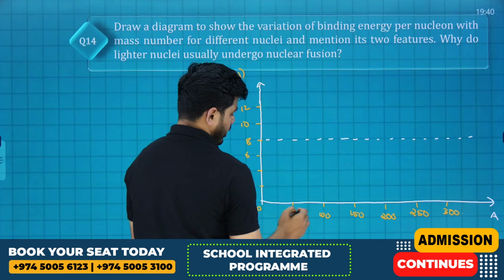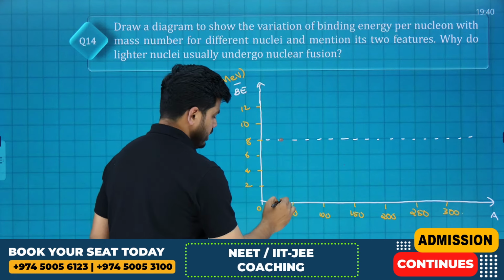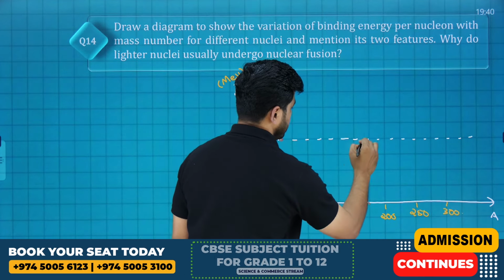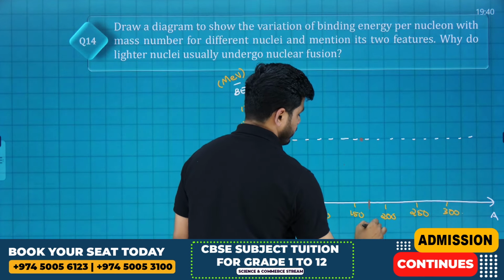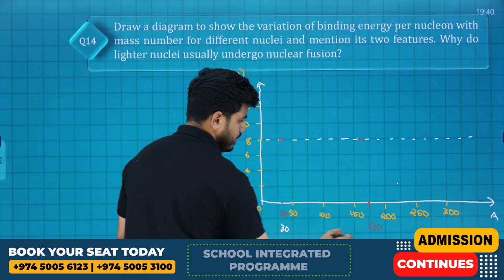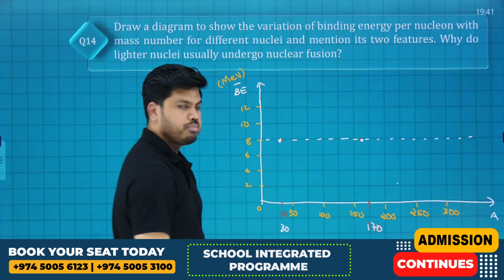One is the point which is somewhere close to here, mass number 30, okay? And another point we have to mention is mass number 170. Okay, these are the 2 points we have to remember in the graph. One is 30 and one is 170. Those 2 reference points you have to keep in the graph.